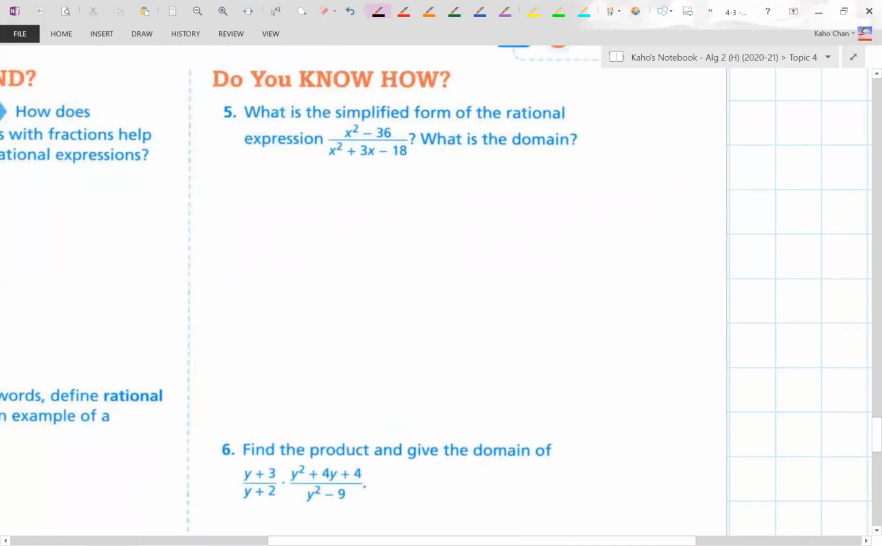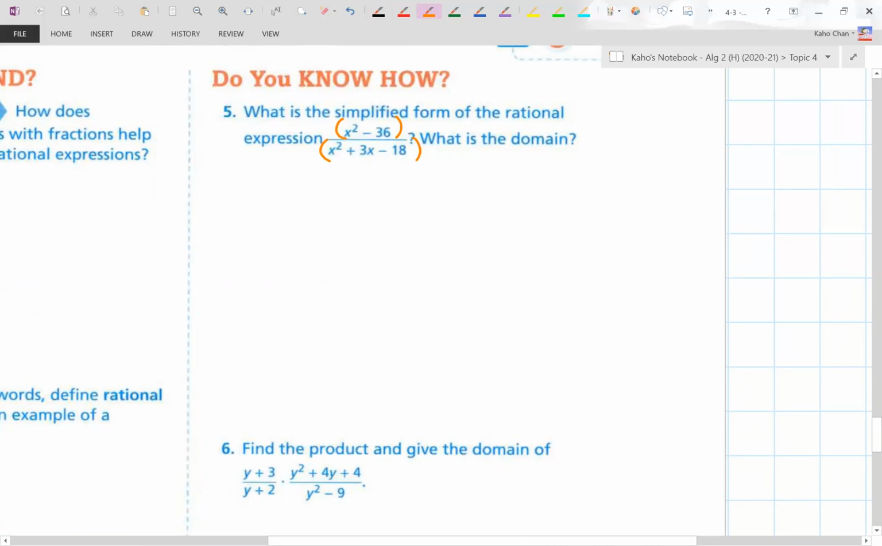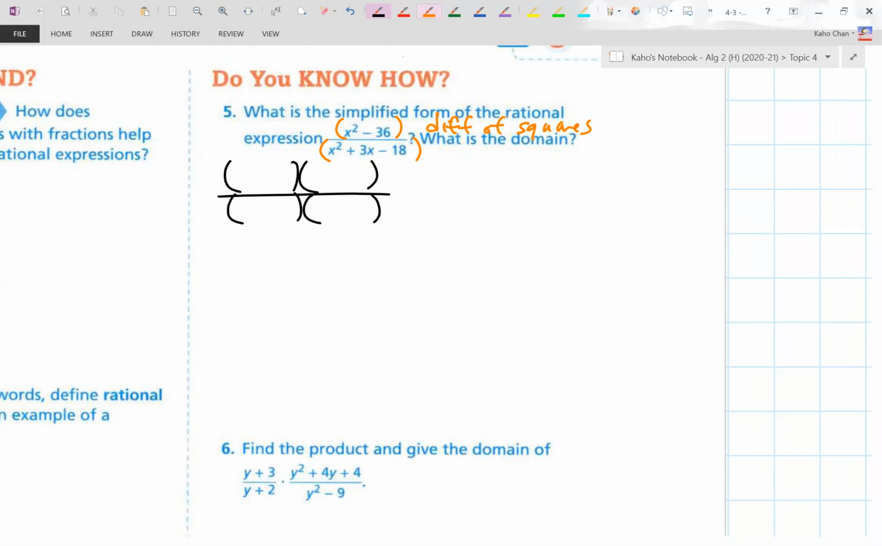Let's go ahead and simplify this. Number 5. By now, you guys are probably experts. X squared minus 36 is the difference of squares. X squared plus 3x minus 18 is just a regular quadratic. X squared minus 36 breaks down to x minus 6, x plus 6.